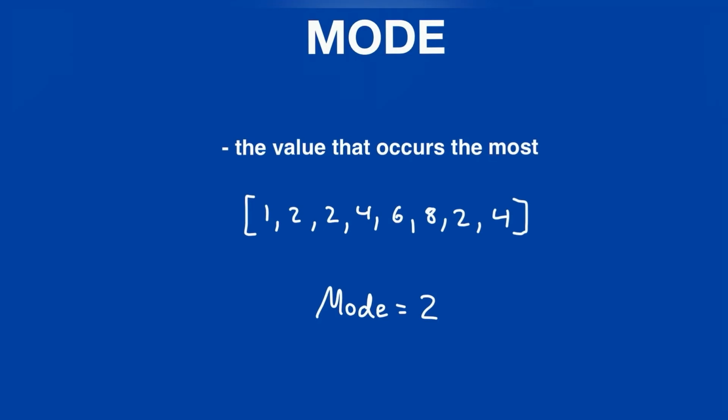So in this data set, we have 1, 2, 2, 4, 6, 8, 2, and 4. So we identify the value which appears the most, which is 2, as it appears thrice, which is more than any other number. And so the mode of this data set would be 2.